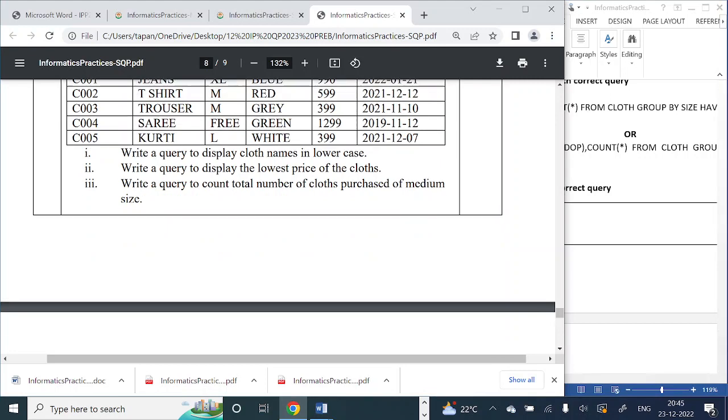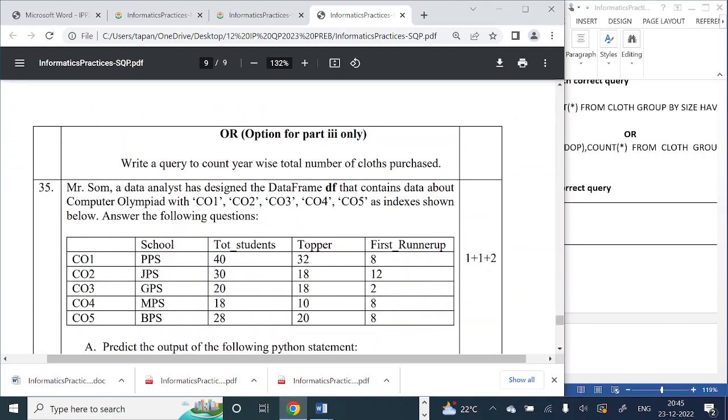Then it has an optional question. If you don't know the first one, you can attempt this only for the third part. For 3 they have given one option. Write a query to count year-wise total number of cloths purchased. Same, year-wise means you have to use group by.